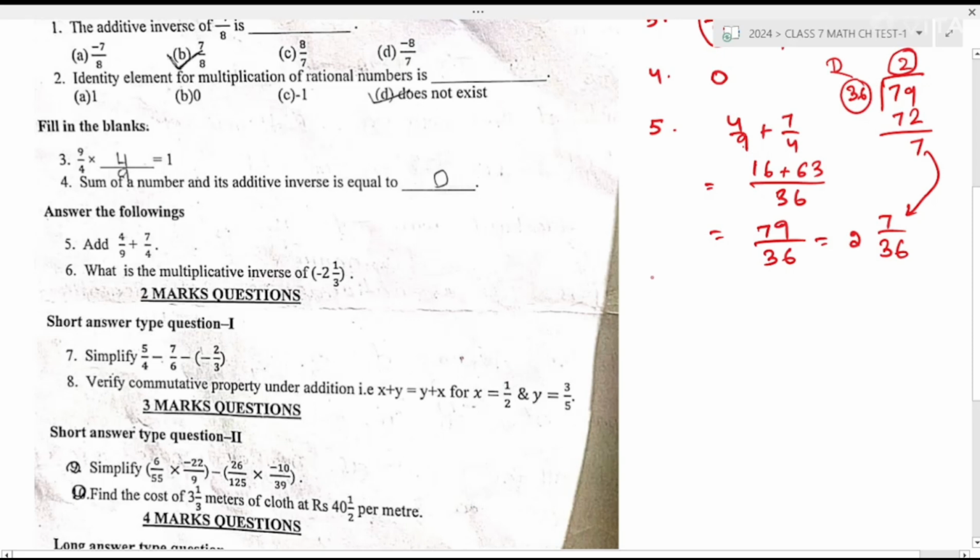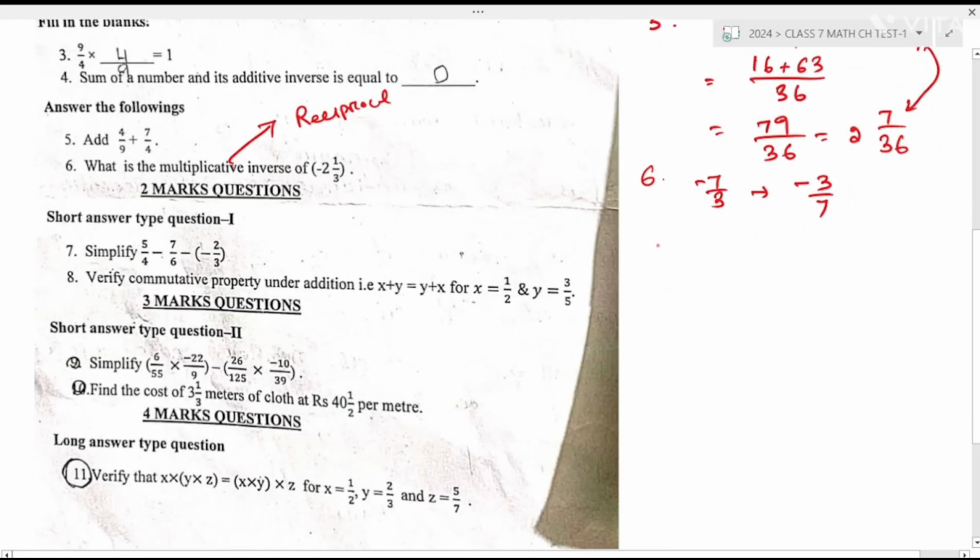Okay. Now next question number 6. What is the multiplicative inverse of minus 2 whole 1 by 3? First we convert: 2 threes are 6, plus 1 is 7, so minus 7 by 3. The multiplicative inverse of minus 7 by 3 is minus 3 by 7. Okay. Remember, multiplicative inverse is the same as reciprocal. Okay.